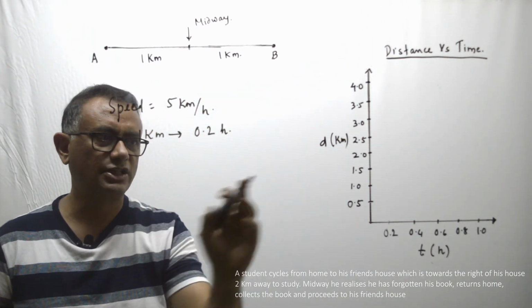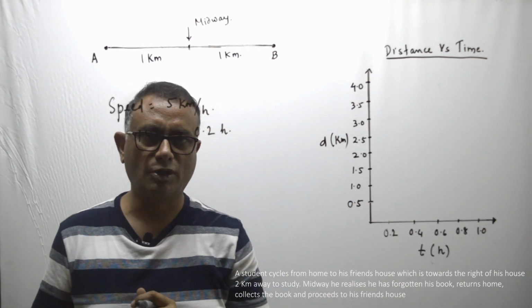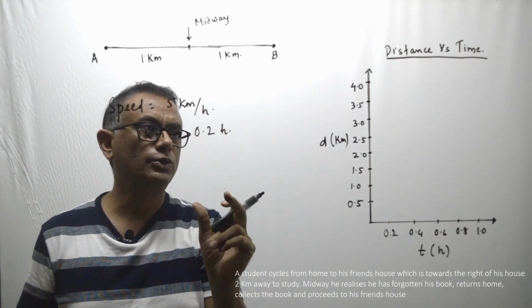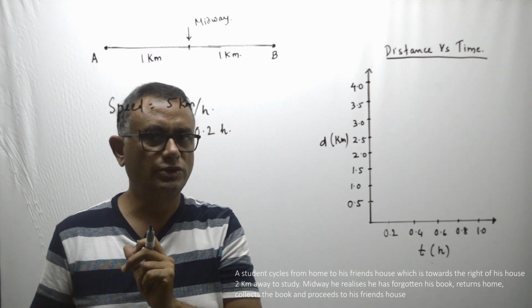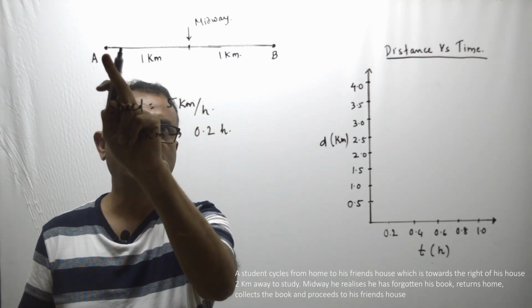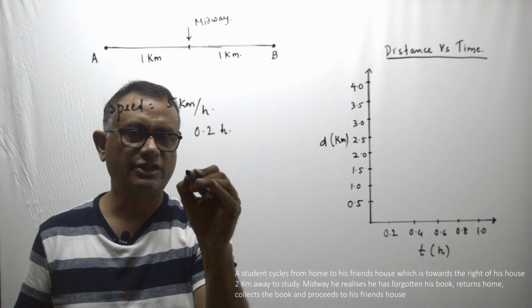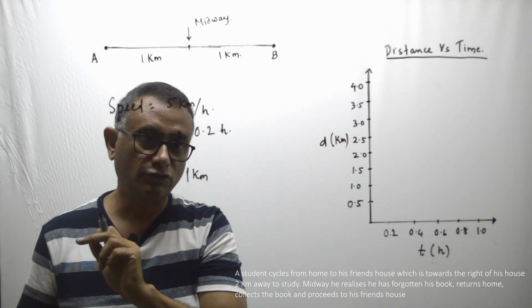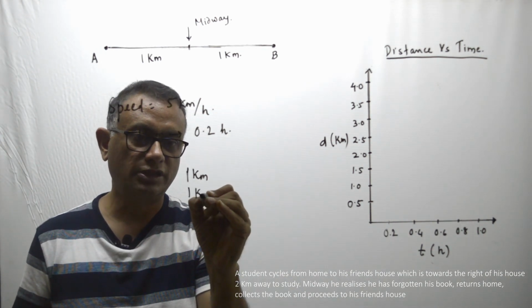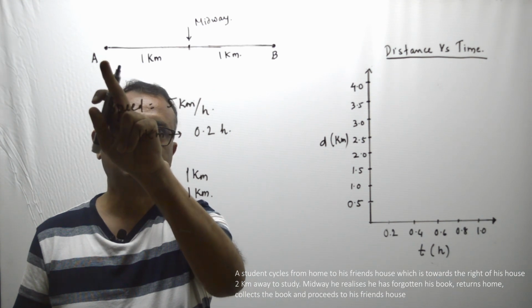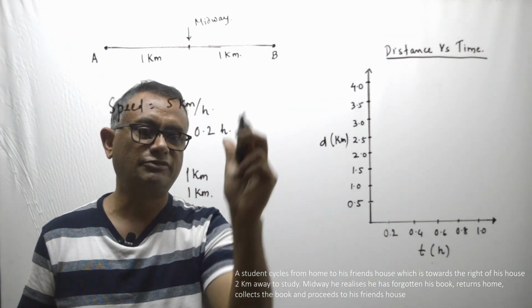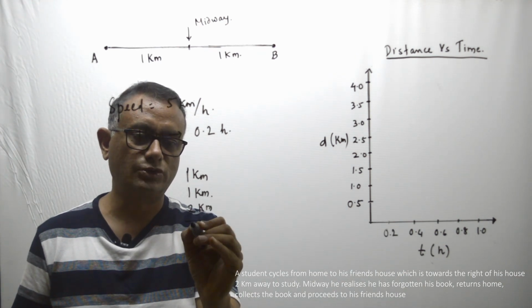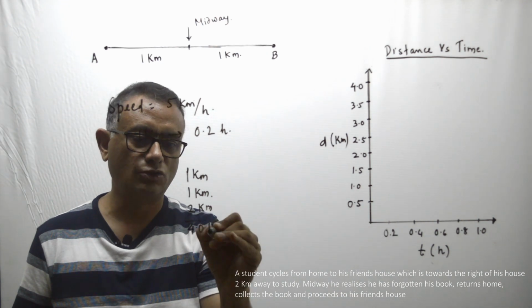So planning is required so that we can divide the scales appropriately. Now this is a distance time graph. So how do we do this? We have to compute the total distance the student is traveling, okay? So first he goes from A, he reaches midpoint. That means he's already traveled 1 kilometer. Then this fellow returns back because he's forgotten to take his book. So that's going to be 1 kilometer. And once he collects the book, he's going to go to his friend's place. That means he has to travel 2 kilometers. So the total journey done by our dear student is 4 kilometers totally.